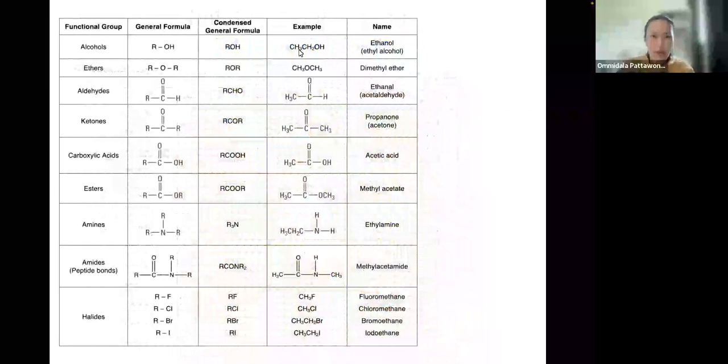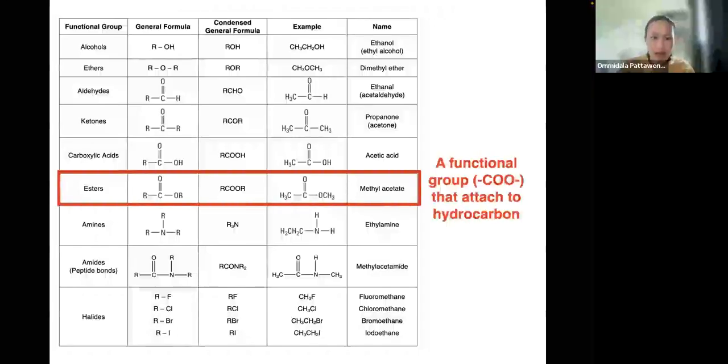Organic molecules are mainly composed of hydrocarbon, which contains hydrogen and carbon, and there will be a small part of the molecule that contains other functional groups. These functional groups right here are the ones that alter the properties of the molecules. This is the list of the functional groups that you will learn in class. In this lab, we are going to focus our attention on ester.